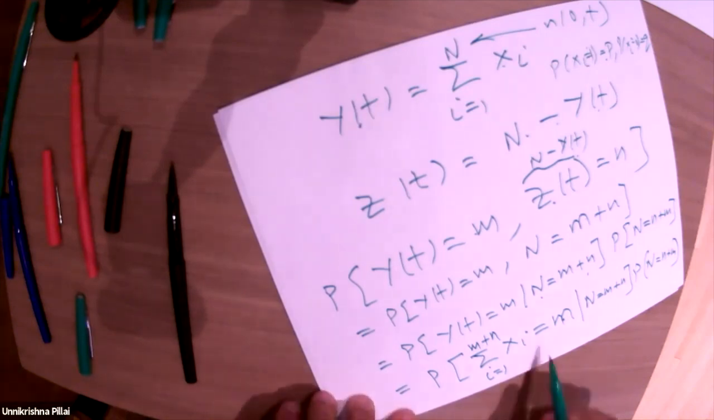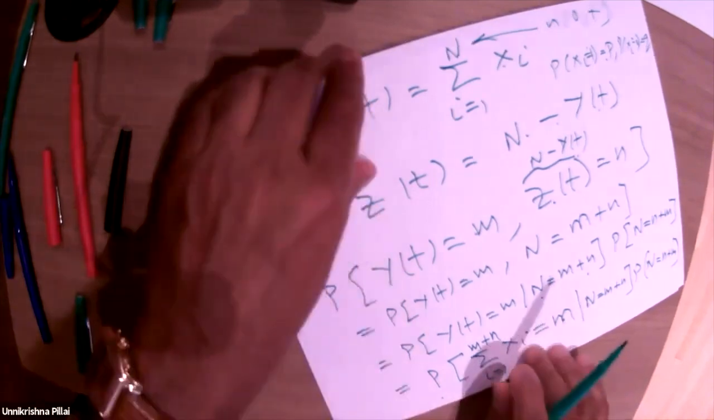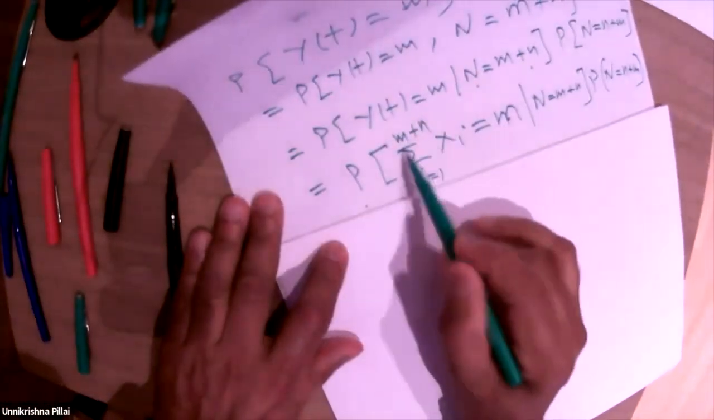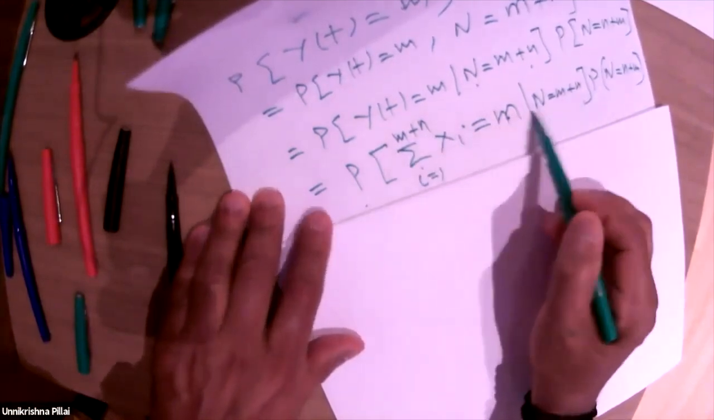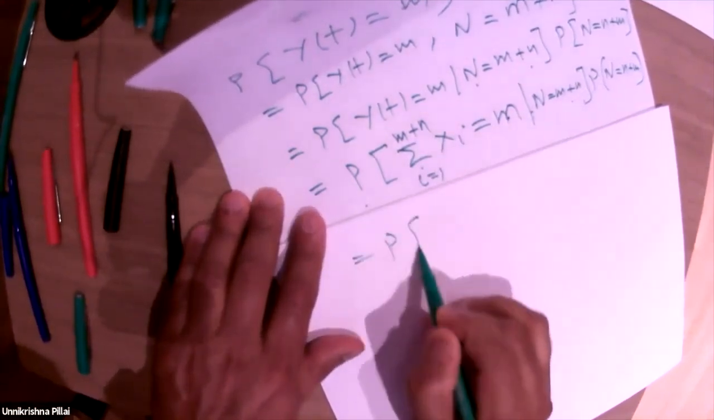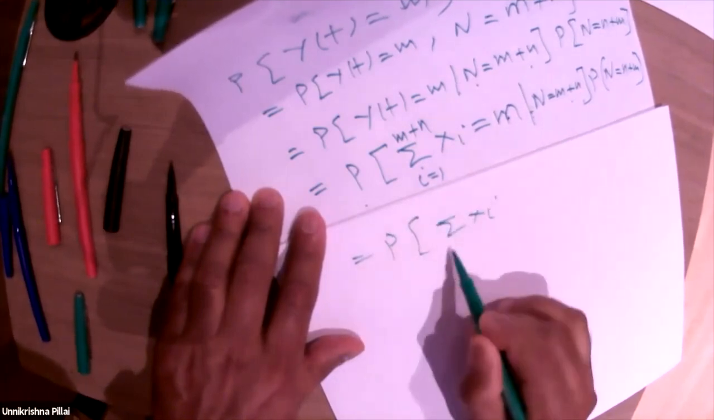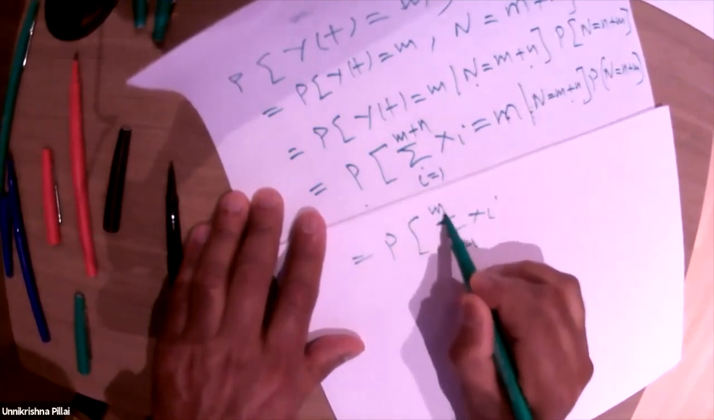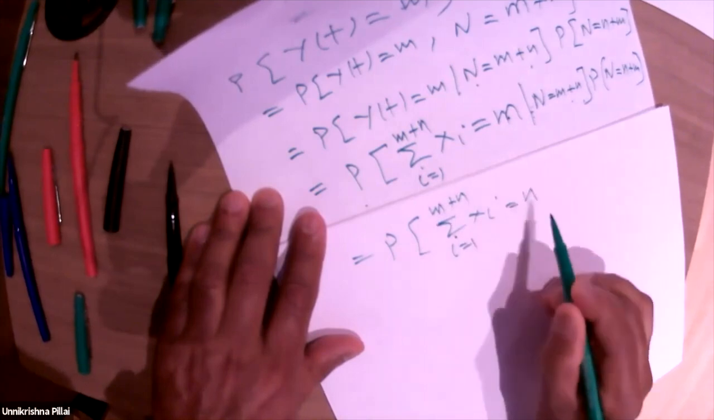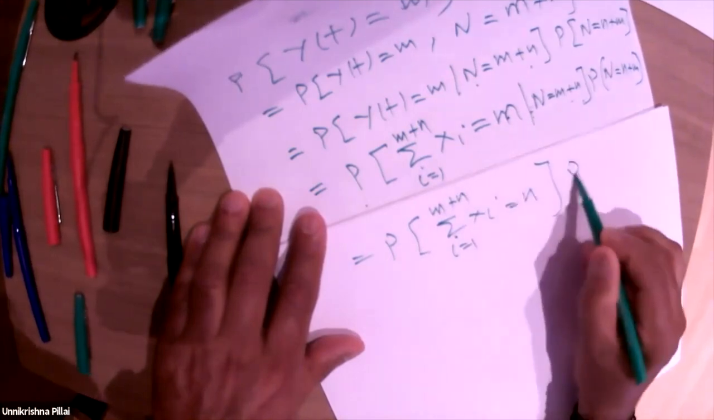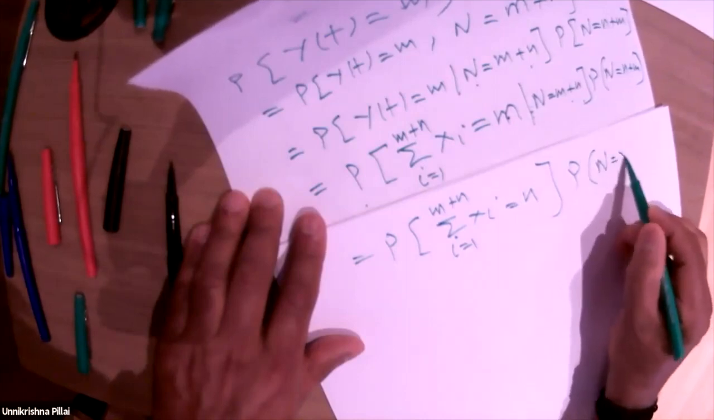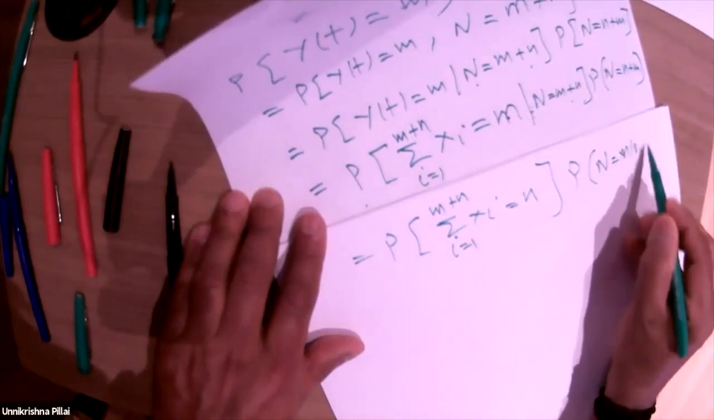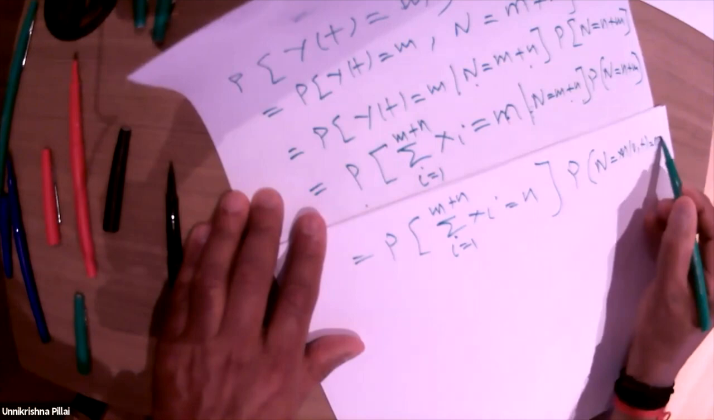So as we argued before, if you look at the left side here, there is no capital N here. This is independent of this n. So we can write it as the probability of sigma xi, i equal to 1 through m, given m plus n, multiplied by the probability of n, which is the number of arrivals in 0 to t equal to m plus n.